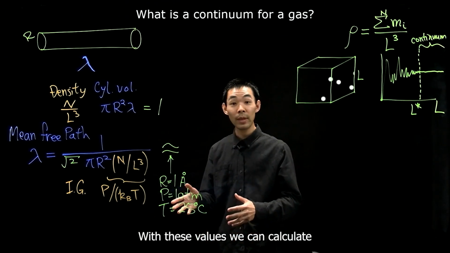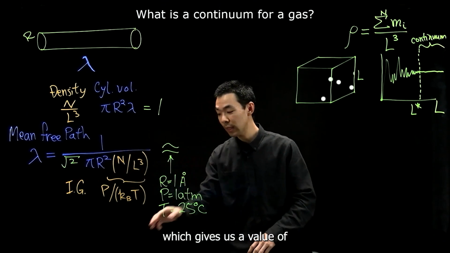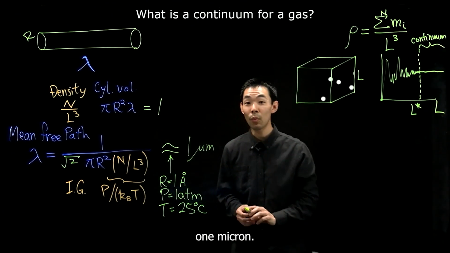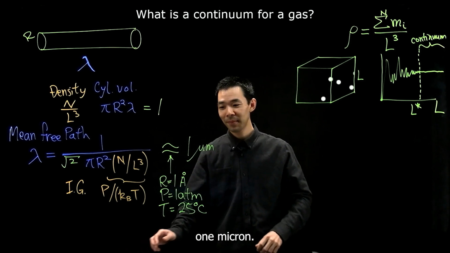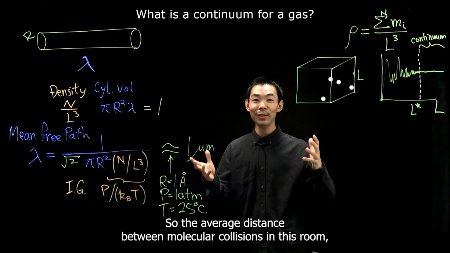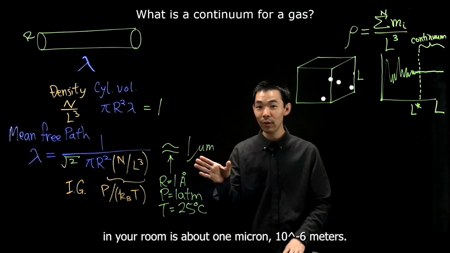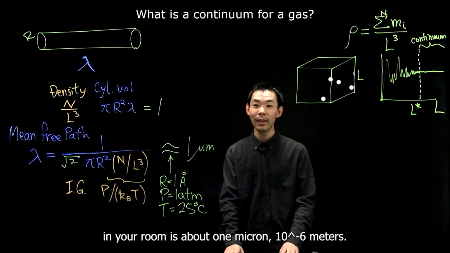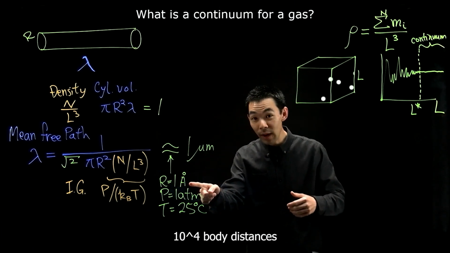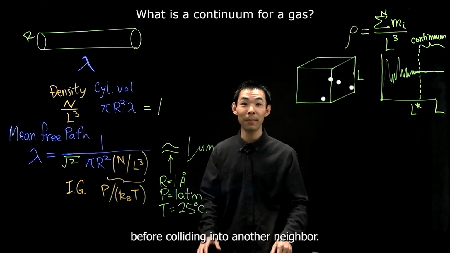With these values, we can calculate the mean free path directly, which gives us a value of 1 micron. Just plugging in the values gives us about a micron. So the average distance between molecular collisions in this room, in your room, is about 1 micron, 10 to the minus 6 meters. Therefore, a molecule is traveling 10 to the 4 body distances before colliding into another neighbor.